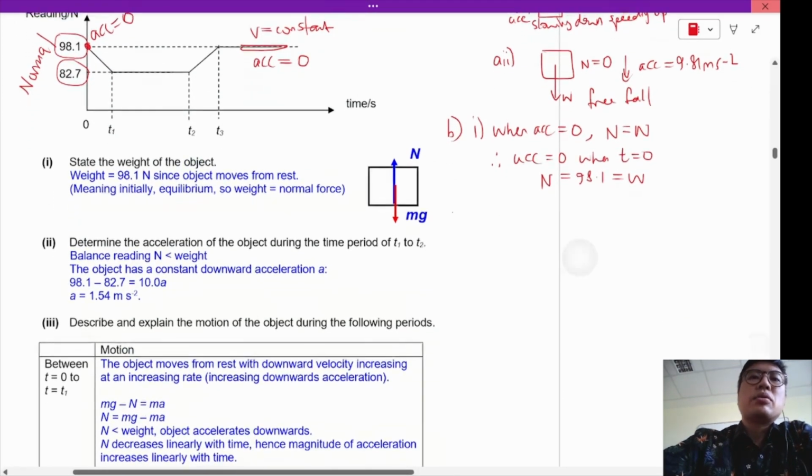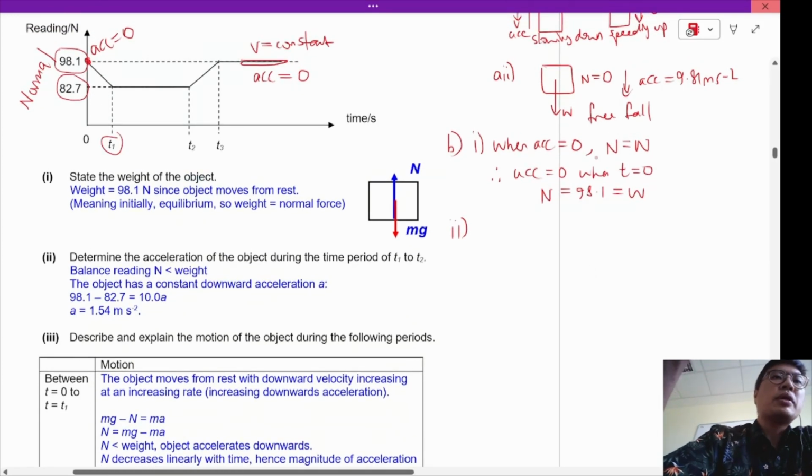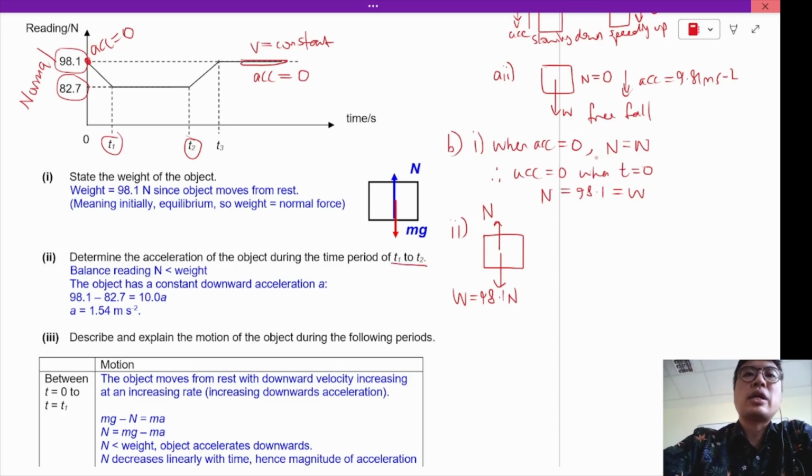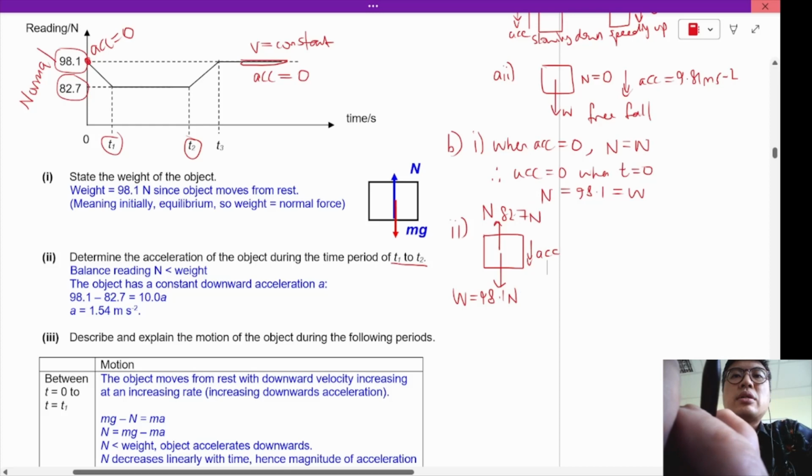Let's take a look at number 2. Determine the acceleration of the object during the time period t1 to t2. Let's take a look at the box over here. There are two forces acting on the box. This is the weight, which is 98.1 newtons, which we know from B part 1. And this is the normal force. During the time t1 to t2, the normal force is actually 82.7 newtons. So this means that the object should be accelerating downwards since the weight is larger than the normal.